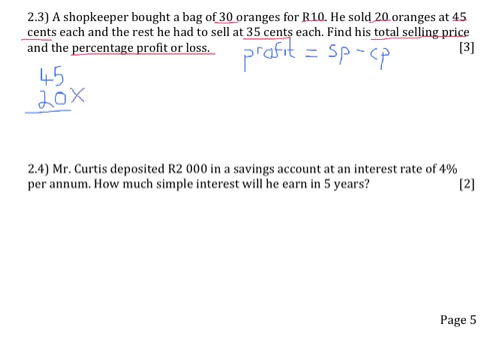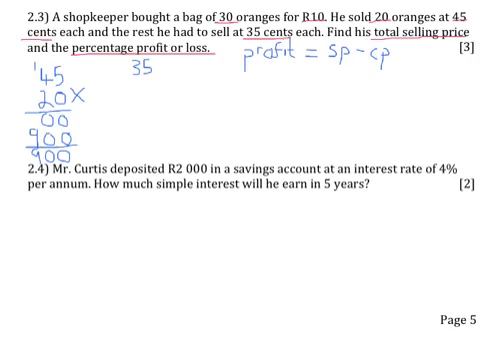I'm just going to do that quickly. So the first 0 is obviously going to just give me 0, 0. I have to put a placeholder 0 there. And then 2 times 5 is 10, carry the 1, 2 times 4 is 8, plus the 1 is 9, so we actually know that he made 900 cents from those 20 oranges.